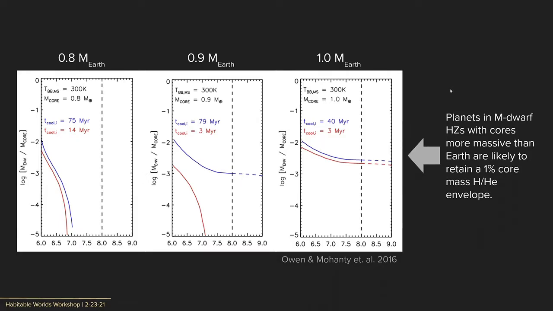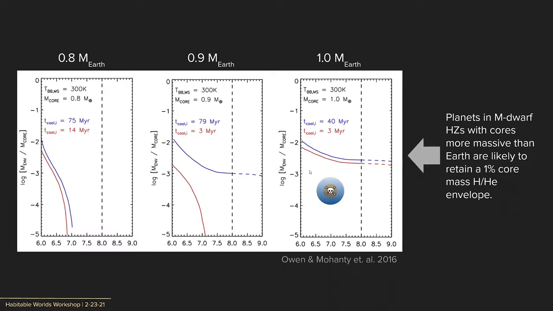So in order for the process that I just described from Fulton 2018 to happen around M-dwarfs, it's very likely that planets in the habitable zone of these stars need to be about an Earth mass or less for them to have a chance of losing their primordial envelopes.